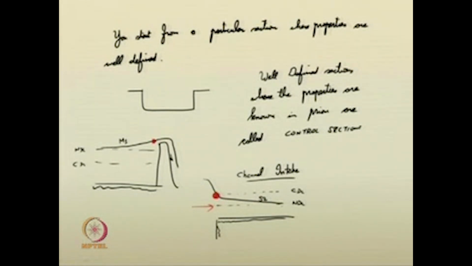Similarly, here this is a supercritical flow, and here the profile is shown like this, and the control section is in the upstream of the beginning of the profile. So, subcritical flows have control sections in the downstream, and supercritical flows have control sections in the upstream end. You can just note it down.